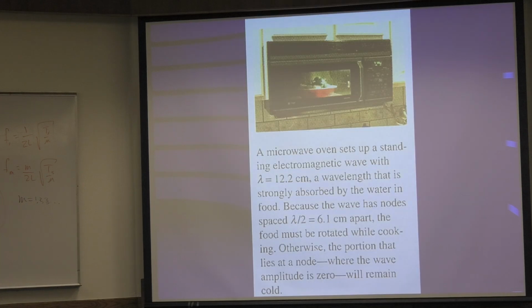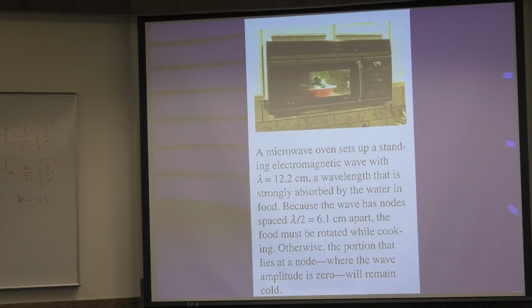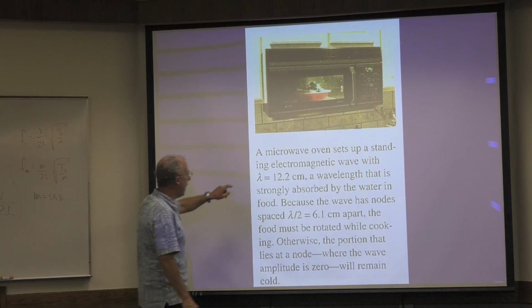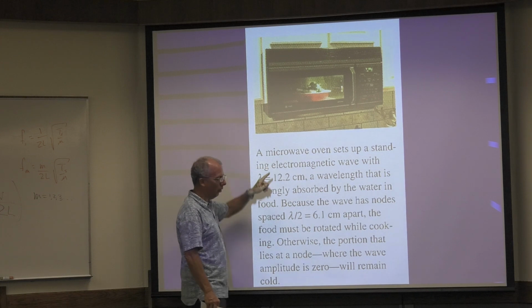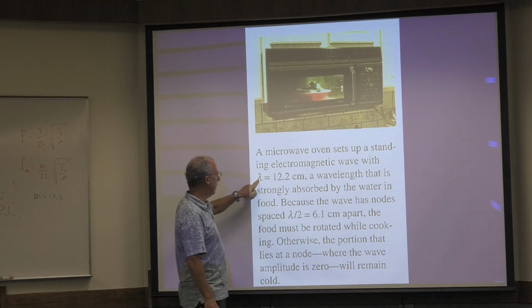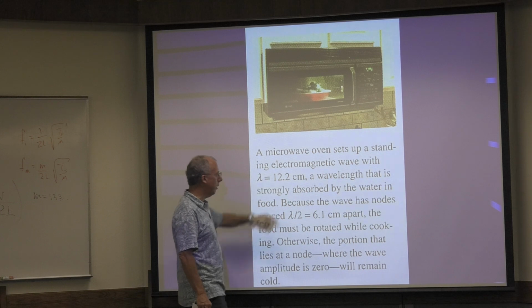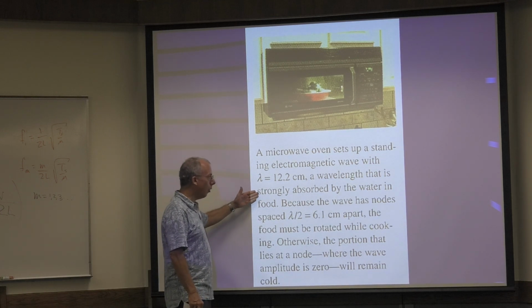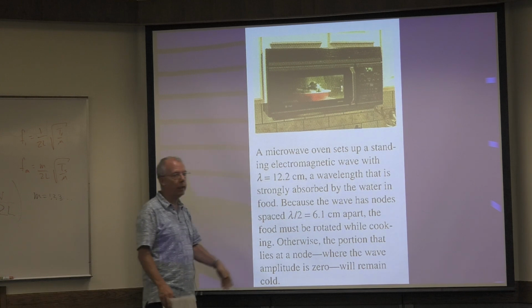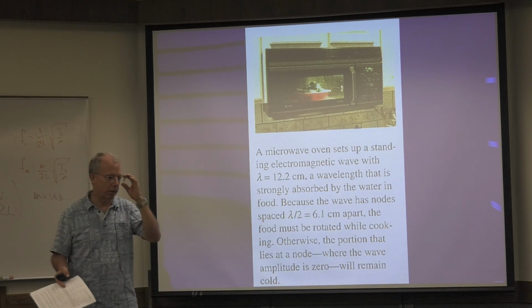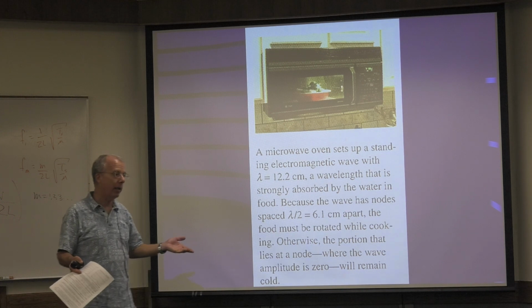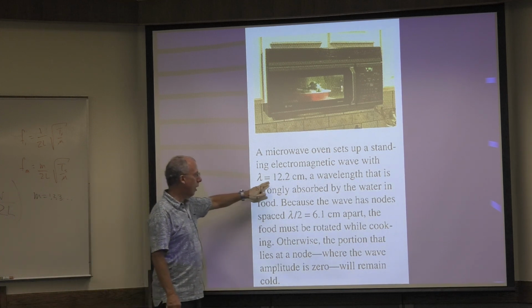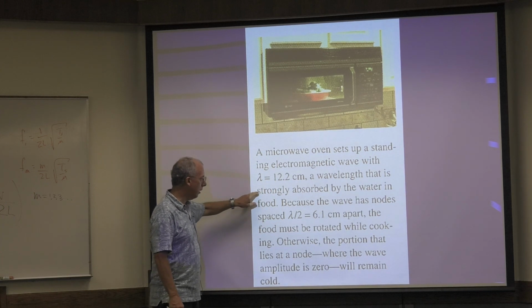Okay, here's something closer to home maybe. A microwave oven sets up standing waves, a standing electromagnetic wave. We'll learn about that in Physics 106. With lambda equals 12.2 centimeters. What's great about that is it's a wavelength that's strongly absorbed by water in food. There's not a whole lot of food that doesn't have water in it, right? So this is awesome.